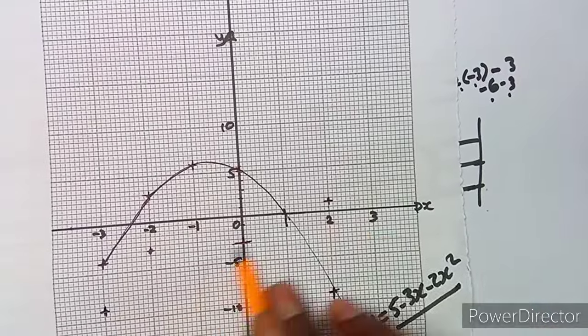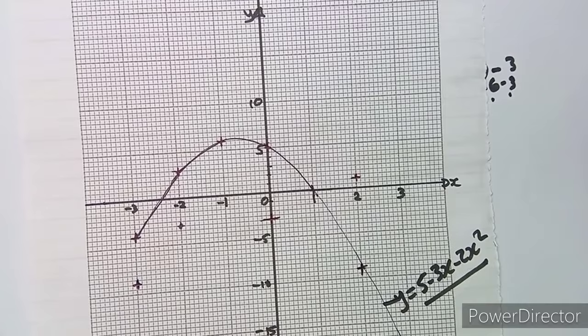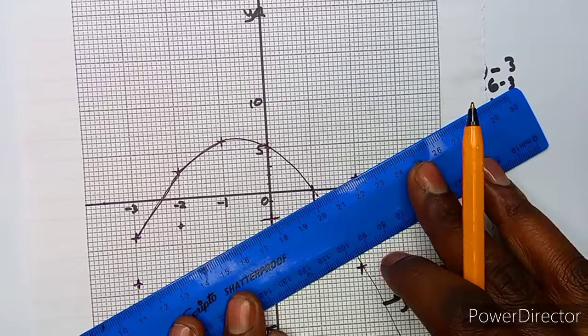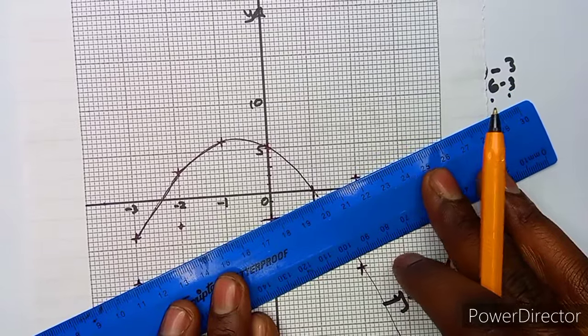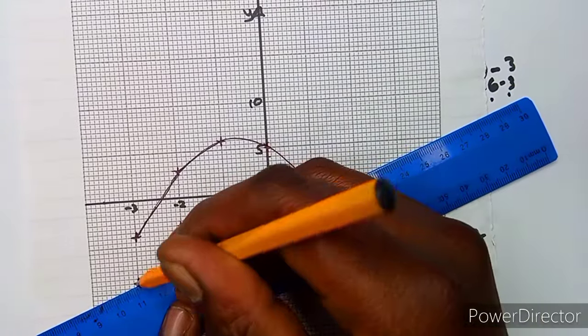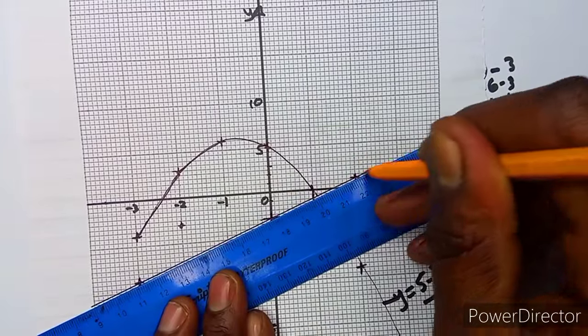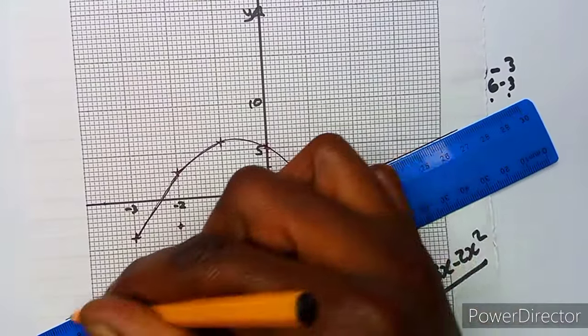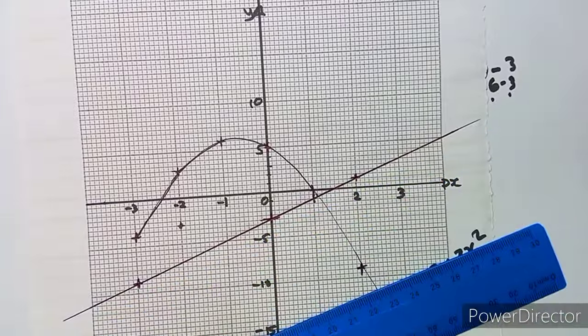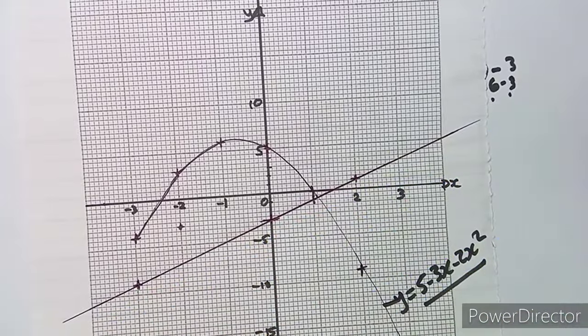Then you join your points. That's your line. So drawing a straight line, guys, is simply easy: mark points, then you join those points like that. So you join these points. That's a straight line here. All right, that's what we have, guys.